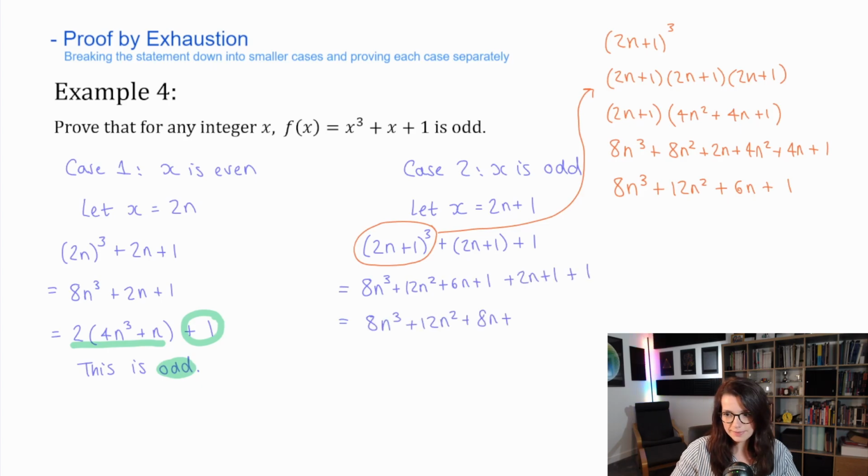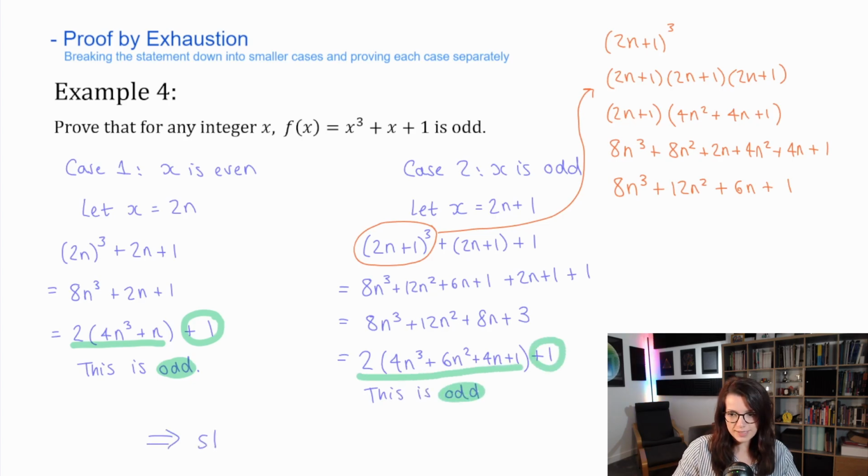Simplifying, we get this. And again, we want to show that this is odd, so we'll do the same trick, pull out a 2 and make sure we have a plus 1 on the end. Again, this shows that this is odd. 2 times anything plus 1 is odd. Therefore, or this implies that, the statement is proved.